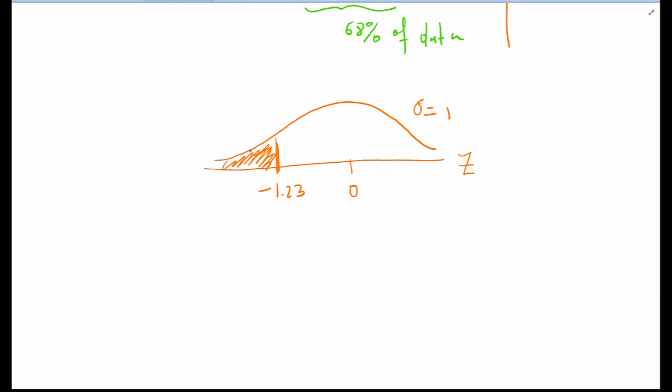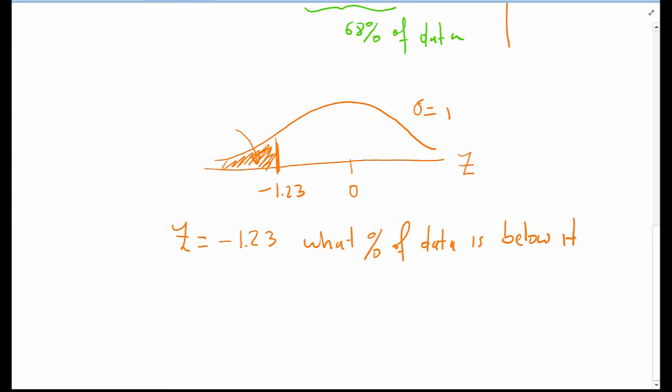For this, we're going to use tables, but we want to be very clear about the relationship between the area and the value. We always read these tables, in this book, from negative infinity to the value. Obviously, this area, which is what we're trying to find, is less than 50%, and it is positive because area is always positive. So we want to know again, for a data value equal to negative 1.23, what percentage of data is below it.